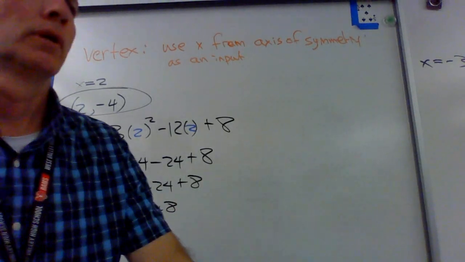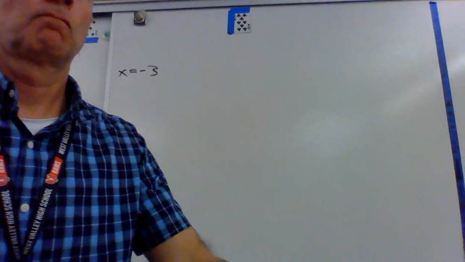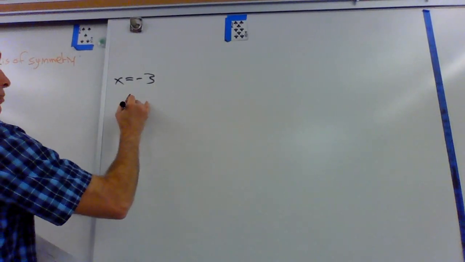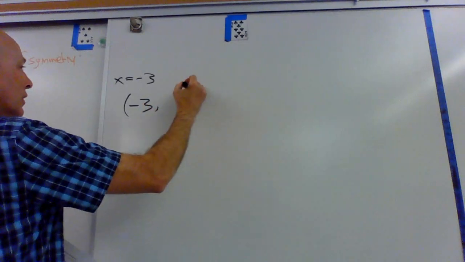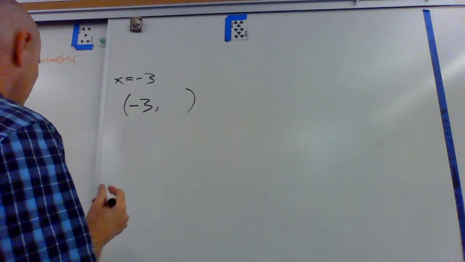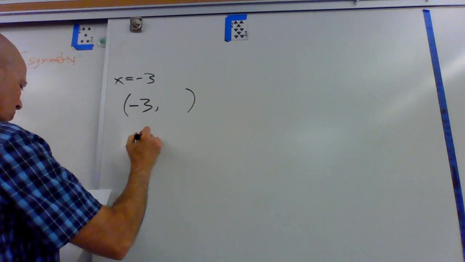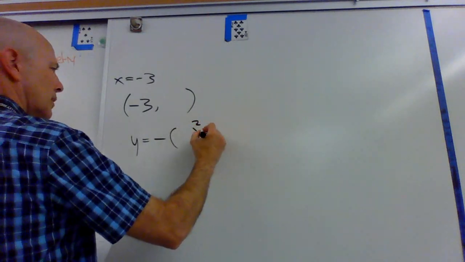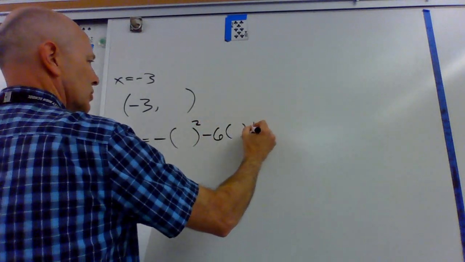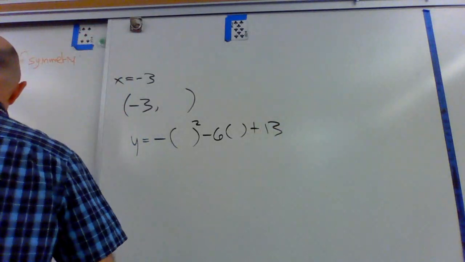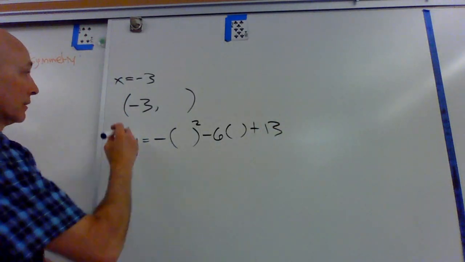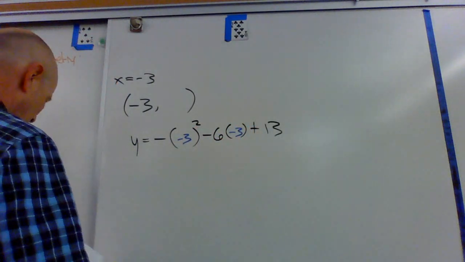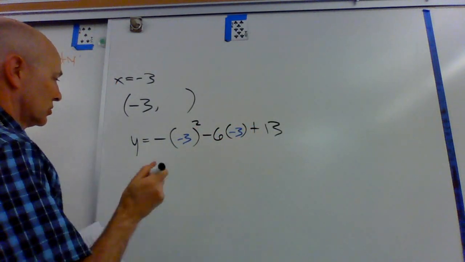Okay. If we look at the second one, I already said x equals negative 3 was where the axis of symmetry was. So my vertex is going to be at negative 3 comma something. My second equation looked like y equals the opposite of x squared minus 6 times x plus 13. And we're going to drop negative 3's into those empty sets of parentheses, and then follow order of operations there.